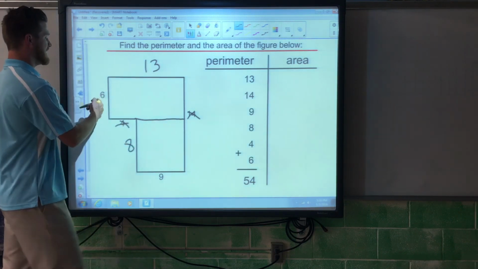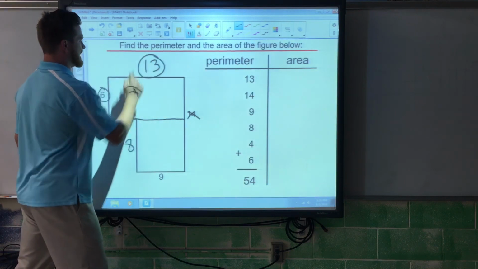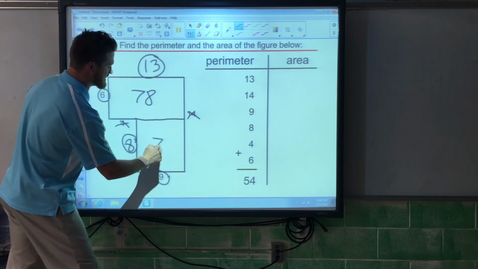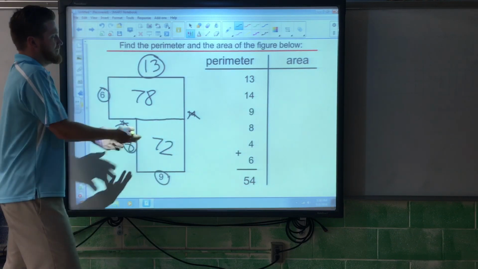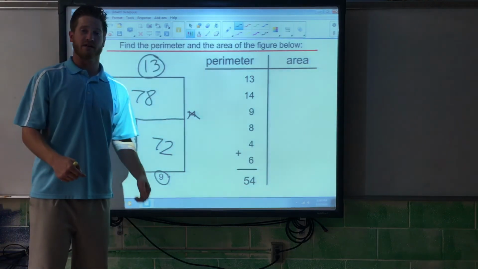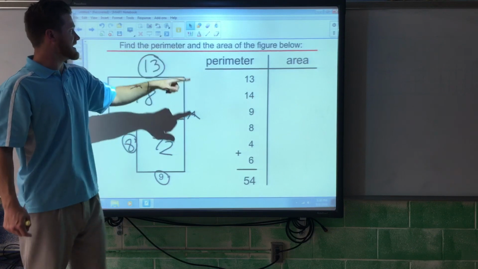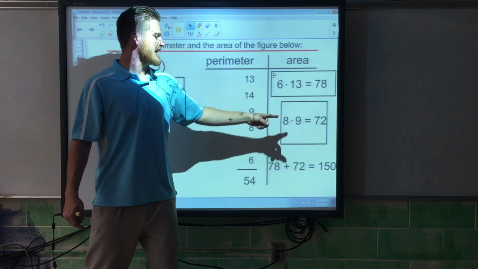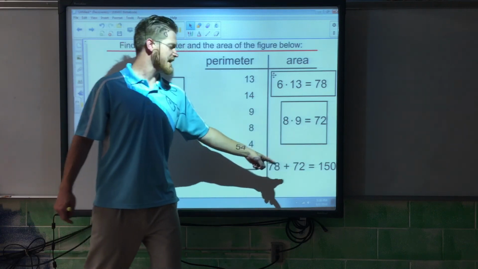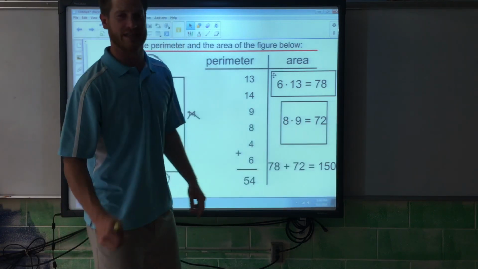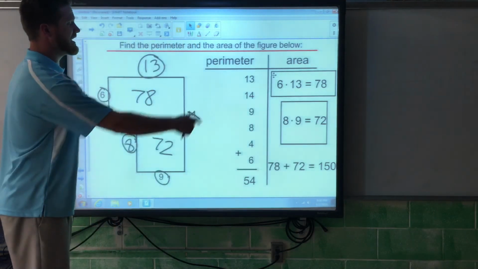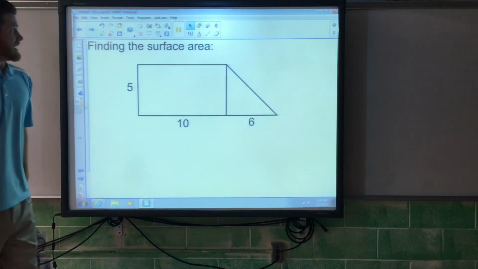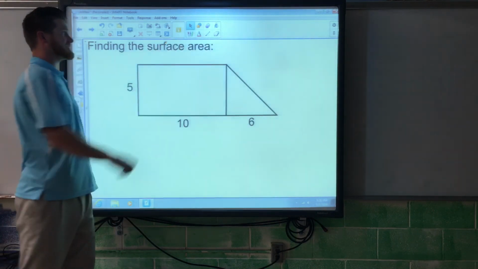Multiply those together. 6 times 13 gives me 78. And 8 times 9 gives me 72. I have the areas of each rectangle, and then in the end, we just add them together. 6 times 13, 78. 8 times 9, 72. 78 plus 72 gives me 150. The area of this composite figure is 150.